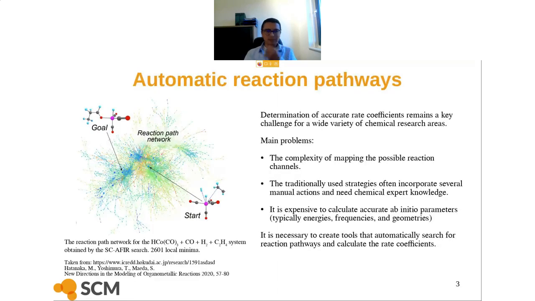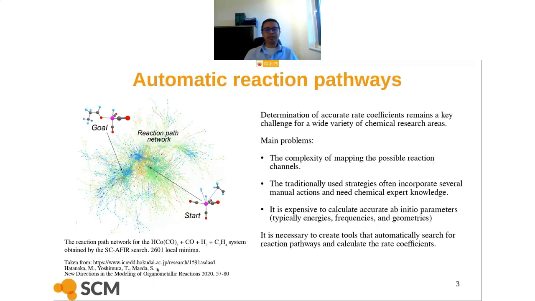Okay, let's start. So if you Google automatic reaction pathways, the first thing that you are going to find is this diagram. So can you see my cursor? Yes, we do. Okay, great. So this figure is really amazing. Let's say also beautiful, and it's taken from this web page and this book.